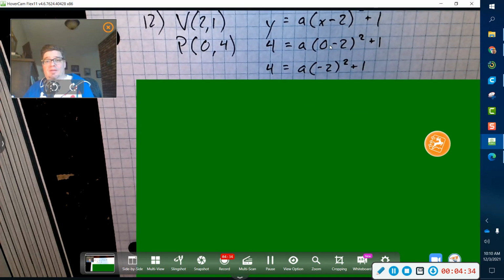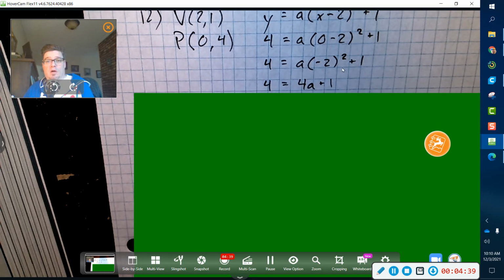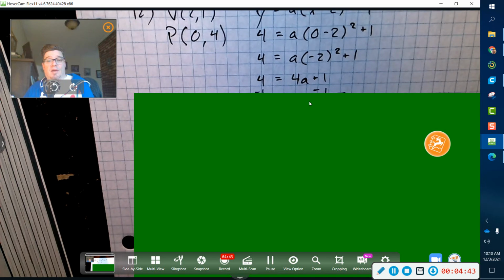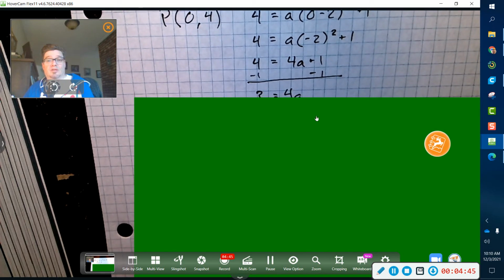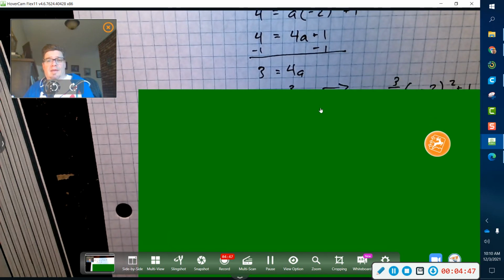We're going to find out what 0 minus 2 is. That's negative 2. We're going to square that guy for a positive 4. 4 times a is just 4a. And now we're all the way back to the 7th grade where you guys solve 2-step equations. You're going to subtract 1, and then you're going to divide by 4.